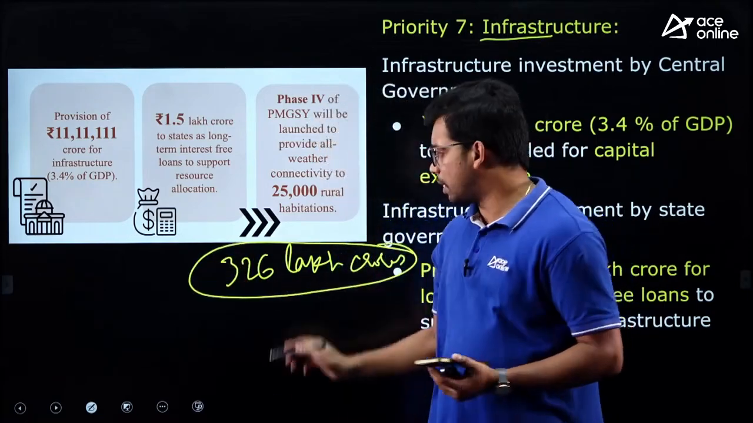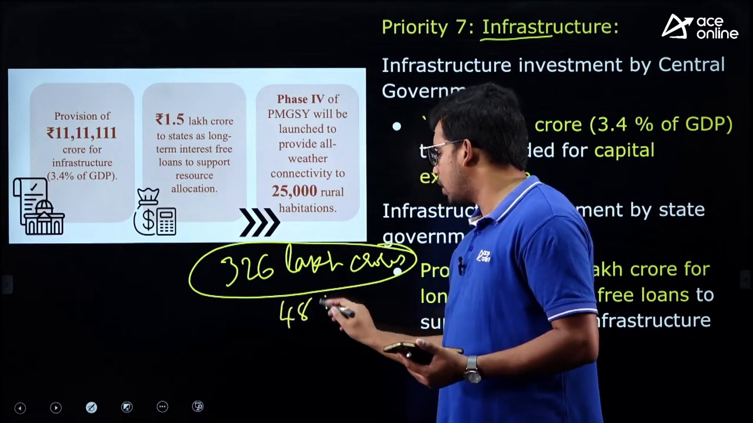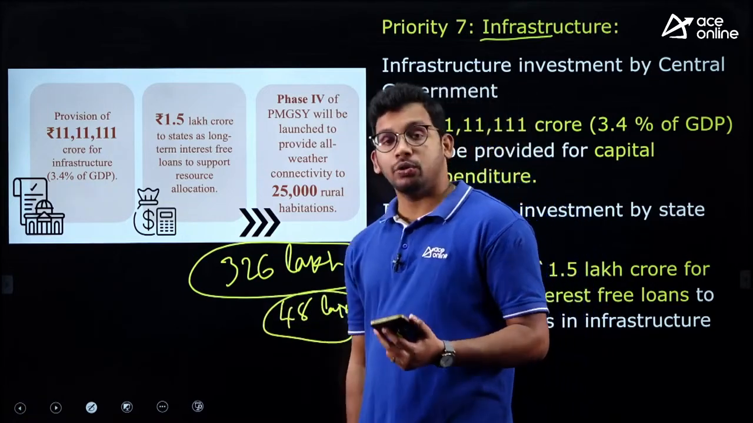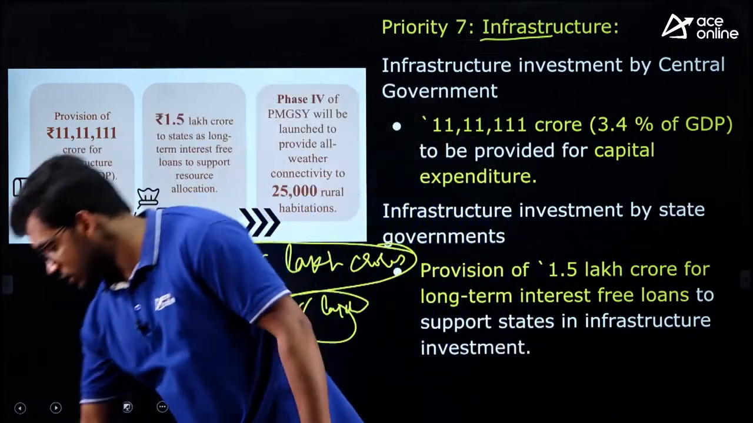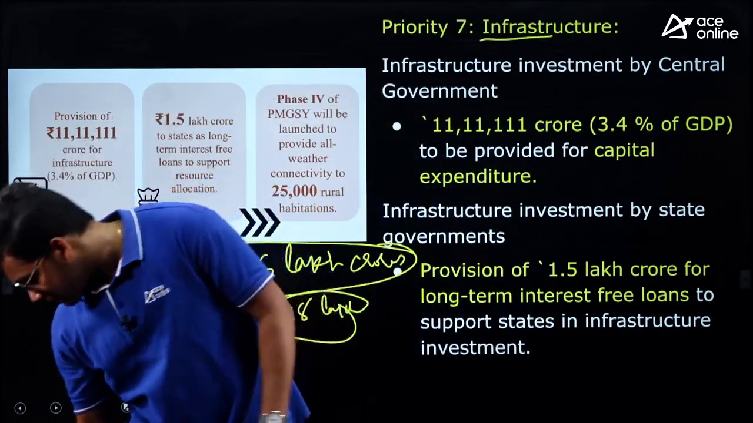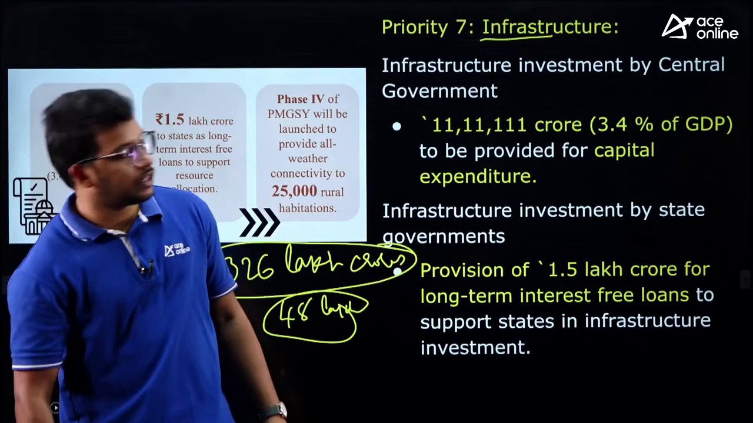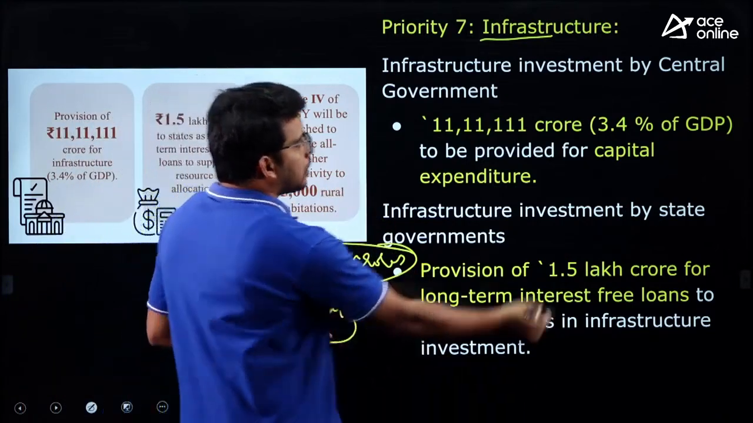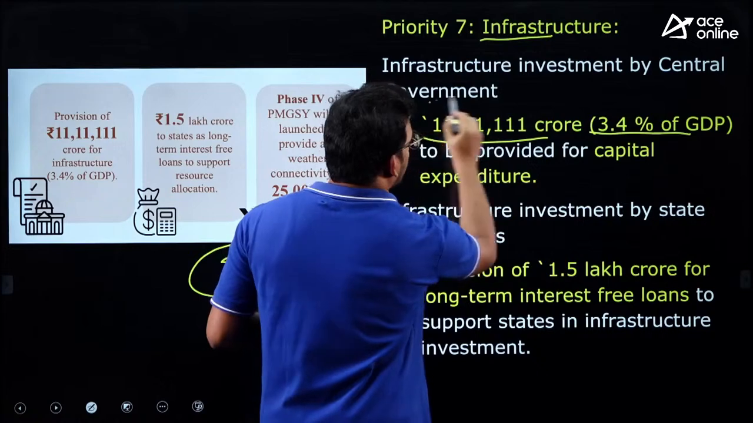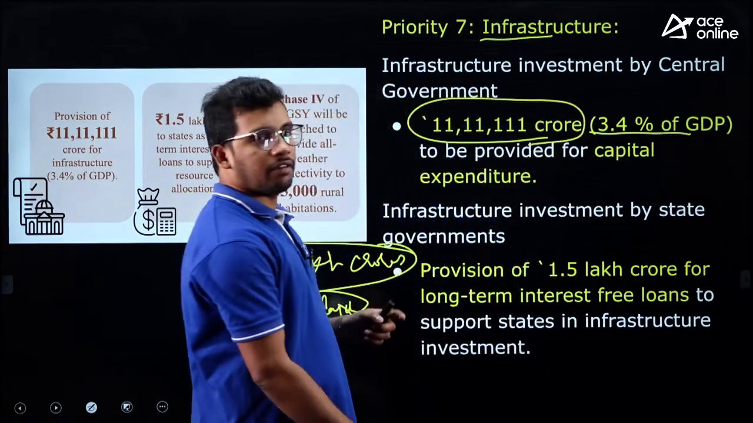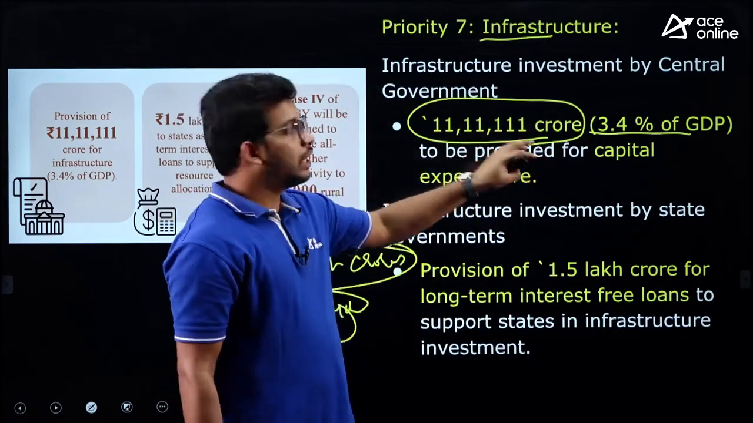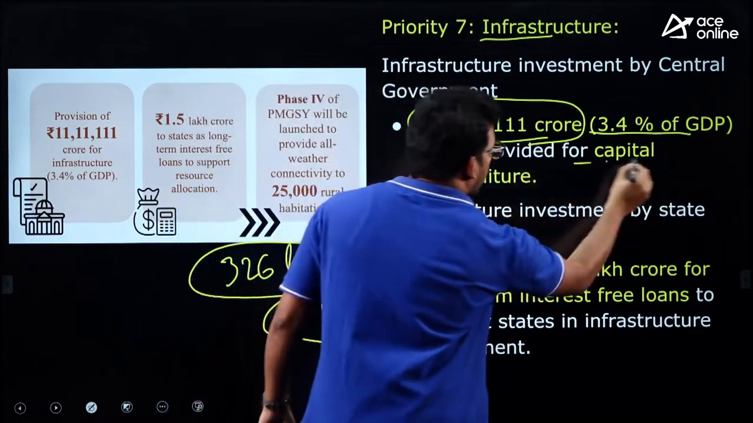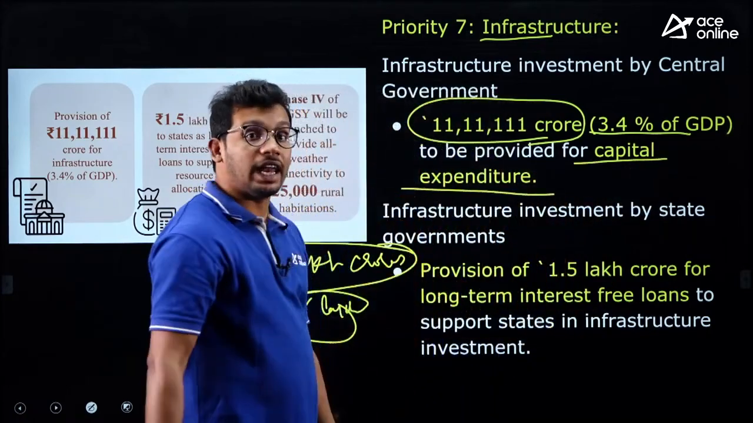I have asked you to remember, and what is our total budget? 48 lakh crore, right. This is what the government has planned to invest. We have discussed this, correct Srinath? Yes. So out of that total GDP, 3.4% amounts to 11,11,111 crore. This much money the government is going to invest in capital expenditure.